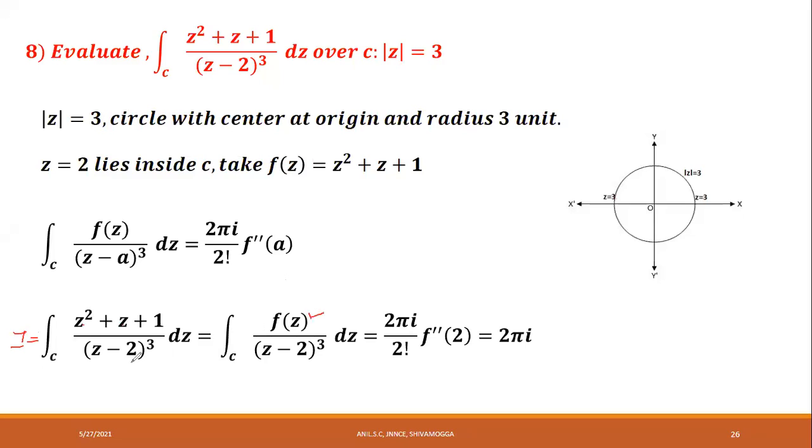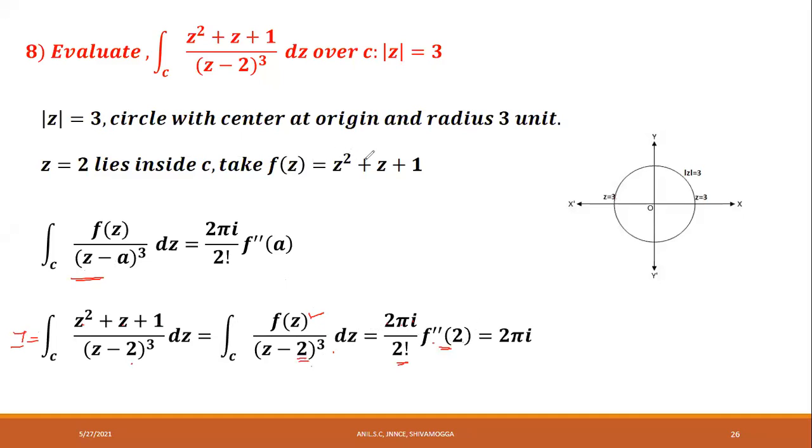Therefore, the given integral I is equal to z square plus z plus 1, denoted by f of z, divided by z minus 2 whole cube into dz. Clearly, it takes this form. This is equal to 2 pi I divided by 2 factorial into f double dash a. In this case, a is equal to 2. First, let's find f double dash 2.